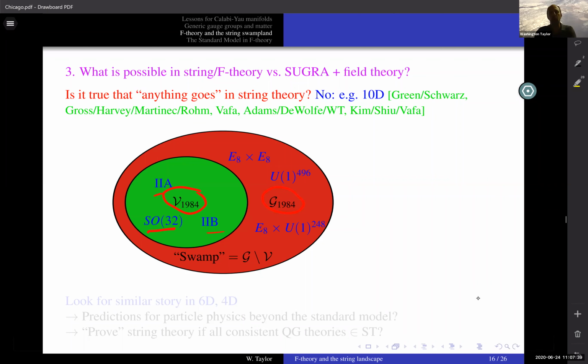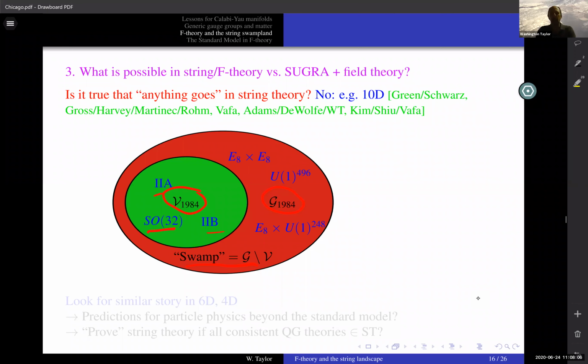So this V is the space of known string vacua, and this G is the space of apparently consistent theories. And the swampland, as dubbed by Kummer and Vafa, is the set of theories that we think are consistent, but we don't know how to get in string theory. So in 1984, the swampland looked like this. We had E8 cross E8, U1 to the 496, and E8 times U1 to the 248. And then the string quartet, Emil and collaborators, came along and showed that actually E8 cross E8 is a string theory. So that was great.